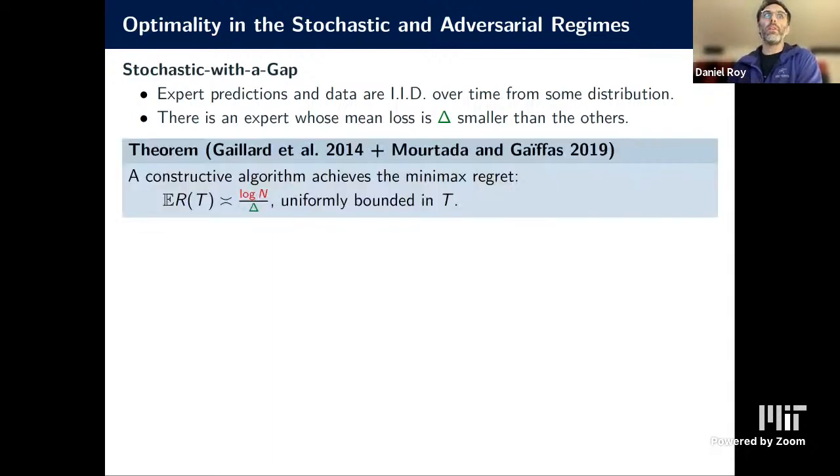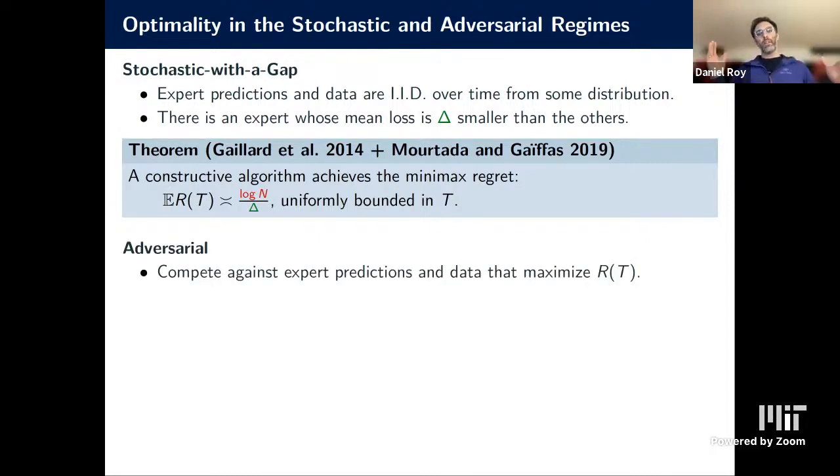And in this setting, we know by earlier work that there is an explicit algorithm, a very simple one, that achieves the minimax regret. And that minimax regret is even uniformly bounded in T, so it doesn't grow unbounded in T. It depends on these two parameters, namely the number of experts n and the gap delta between the best expert and the next best, as log n over delta. So this is the minimax regret.